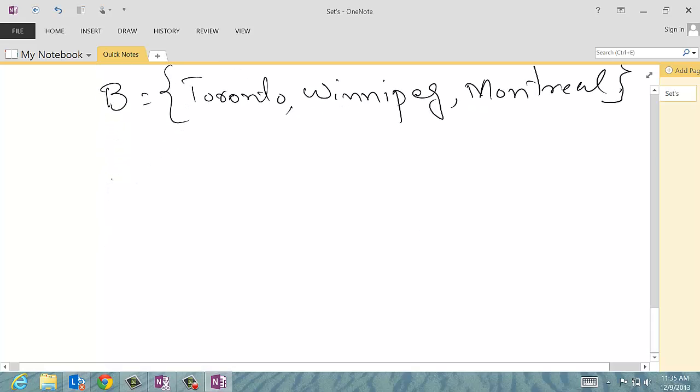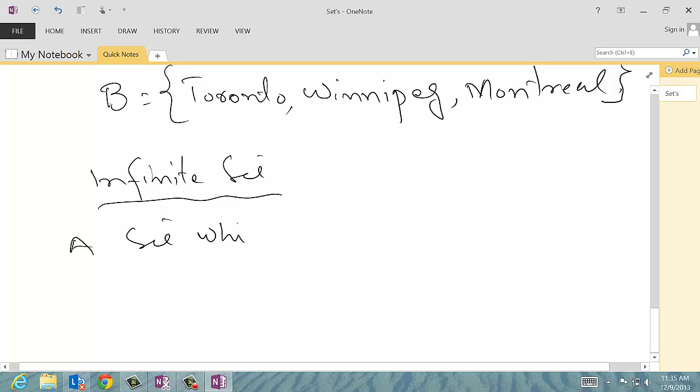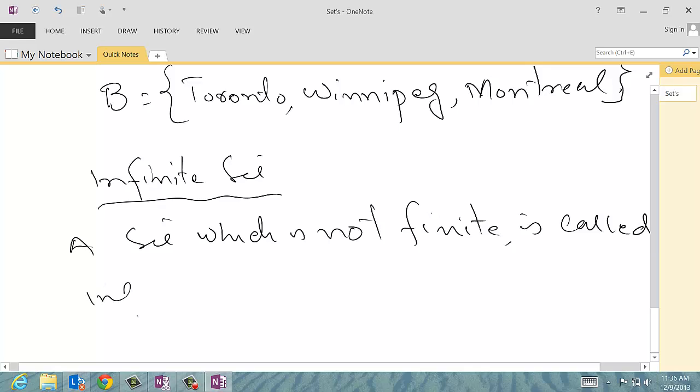And now we are going to talk about infinite set. Well, infinite set, as it is clear from the definition of finite set, a set which is not finite is called an infinite set.